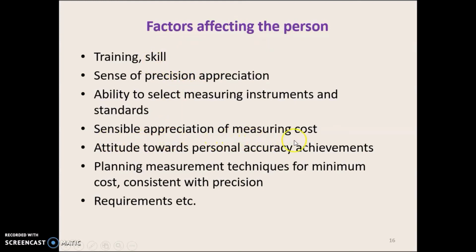Then the sensible appreciation of measuring cost. What is the measuring cost? Based on the instrument, the standard, and the environmental conditions, the measuring cost will vary. So based on the skill of the person, this measuring cost is going to be as minimal as possible. That is what the industry expects also. Then attitude towards personal accuracy achievements. That is, we should have the right attitude towards personal accuracy. Then planning measurement techniques for minimum cost and the requirements. All these are going to be the factors affecting the person.